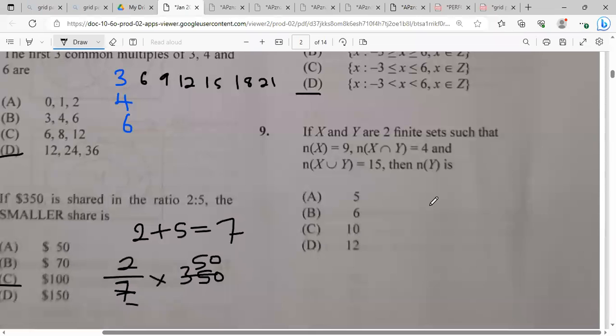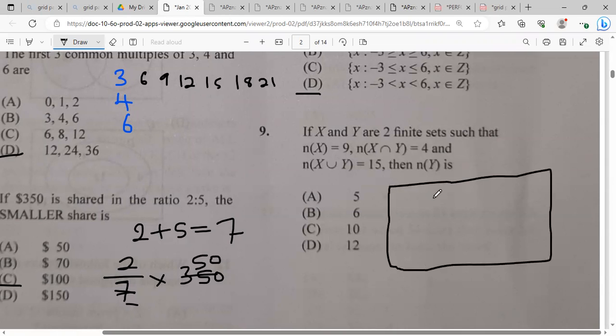All right, number 9, if x and y are two finite sets such that the number in x is equal to 9, the number in the intersection is equal to 4, and the number in the union is equal to 15, then the number in y is equal to. Try to draw a representation of it to make it easier.